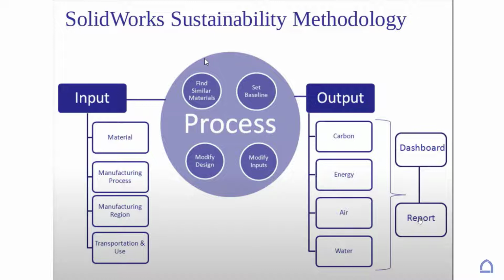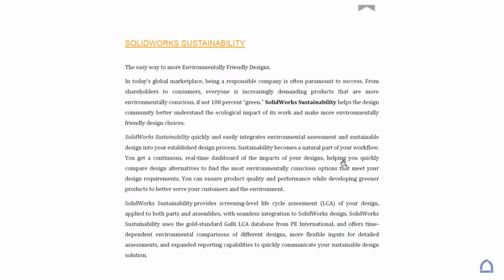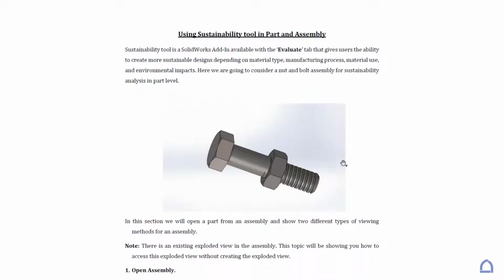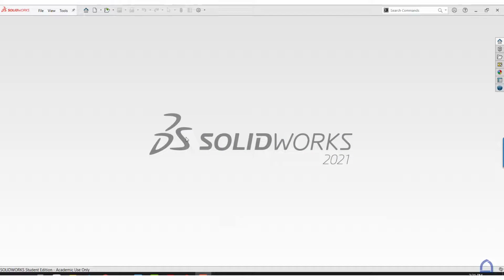Now we can directly go to the software. This is the handout for the sustainability analysis, which you can download from the BB lane or from the description of this video. Here we are doing the sustainability analysis of a very simple assembly, that is a nut and bolt assembly. Normally we can do the sustainability analysis at part level or assembly level. As this assembly requires the same material for both the components, I'm analyzing this using the part level options. Okay, let's start with the software.